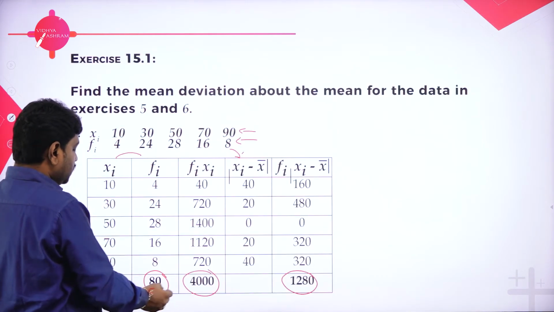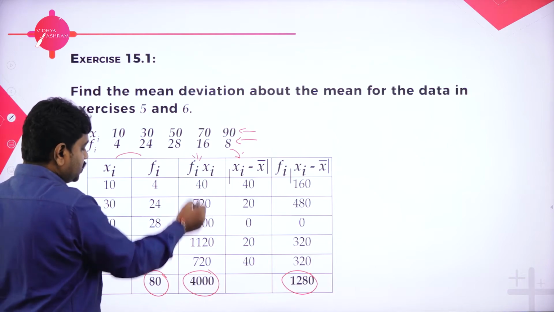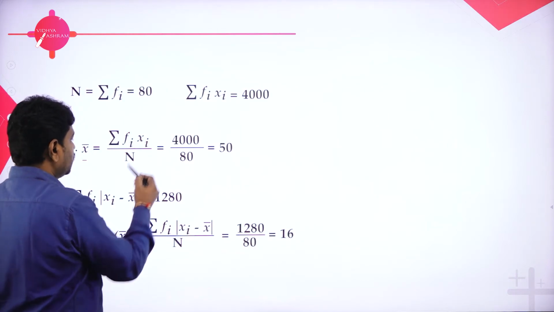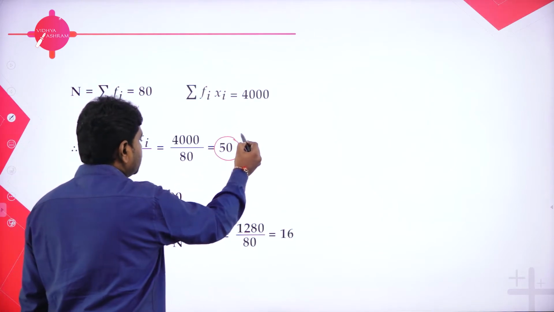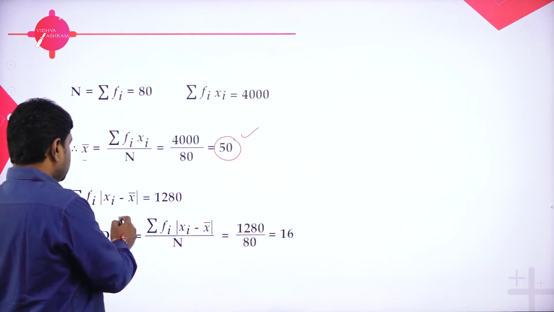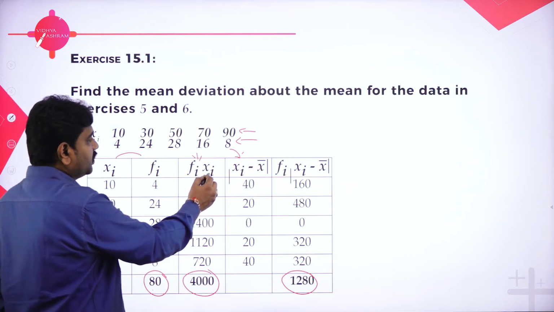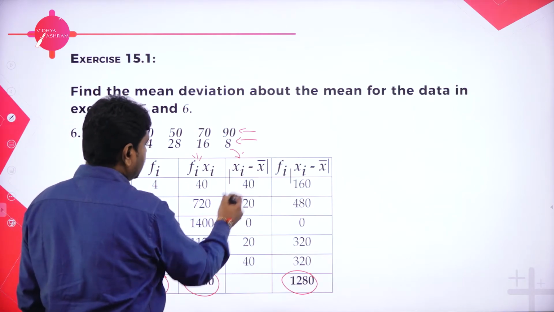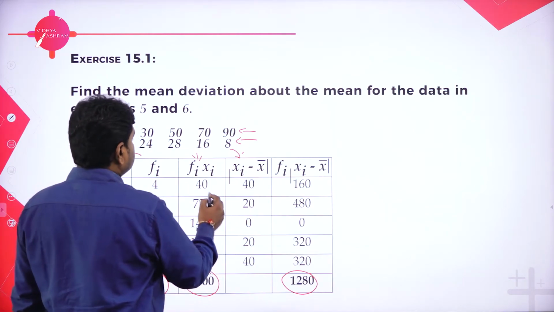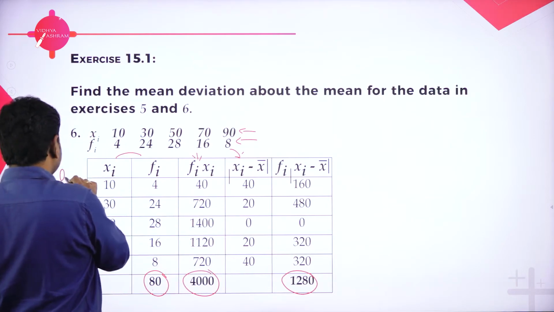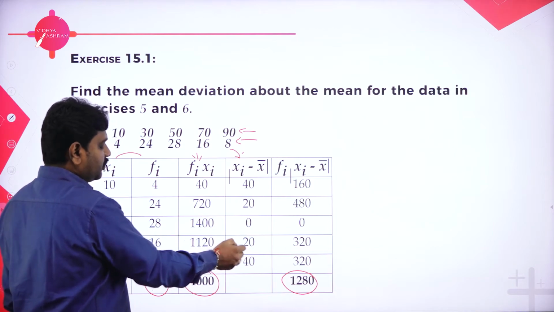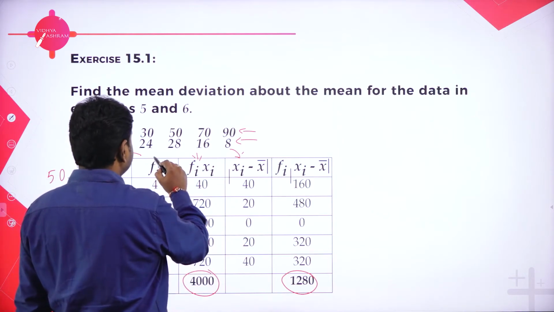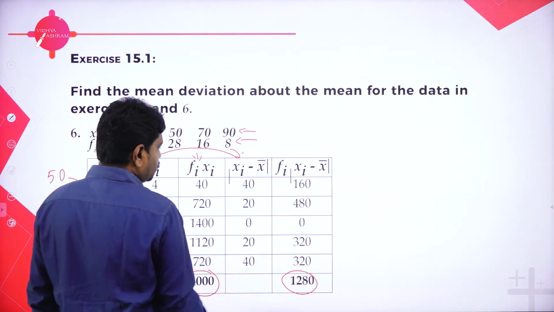So, in the table, sigma Fi xi, sum of this gives you 4000, substitute it. From the table, n means sum of the frequencies, that gives 80, substitute it, you will get 50 as the mean. And now from each element, subtract xi minus x bar, means subtract 50 from each element and take modulus, you will get 40, 20, 0, 20, 40. Then multiply these two, you will get this column. So, now you have this entry.